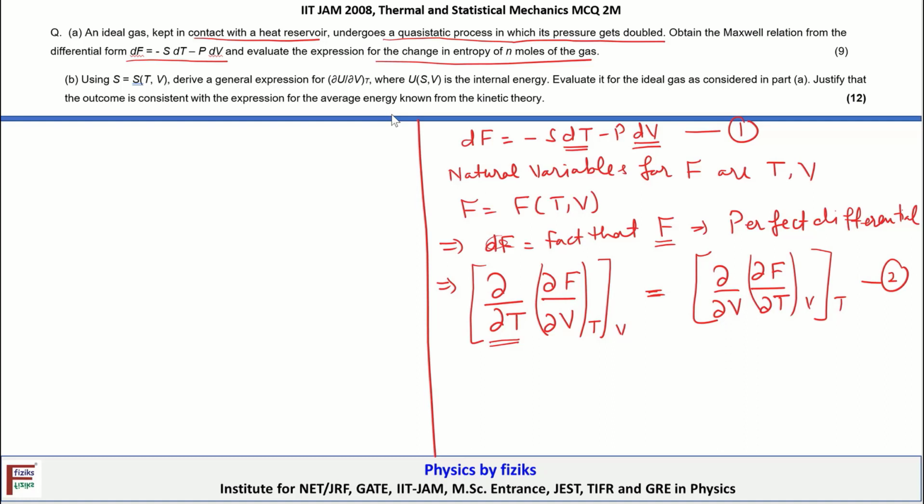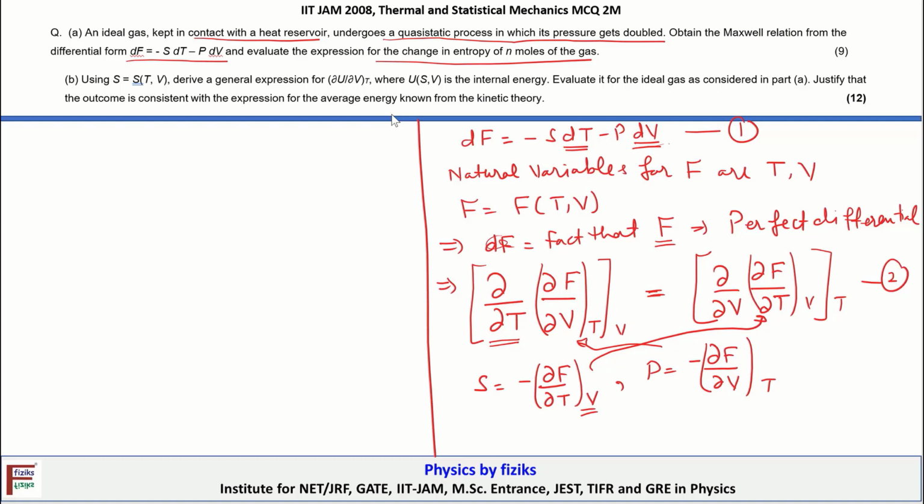From equation 1 we can also write that S is equal to minus ∂f/∂t, keeping volume constant. Similarly I can write P. When I keep the volume constant, dv is equal to 0, so S is equal to minus ∂f/∂t. Similarly, from this equation P is equal to minus ∂f/∂v, keeping temperature constant. Now plug in these values here, and when we do that we obtain the required Maxwell relation.